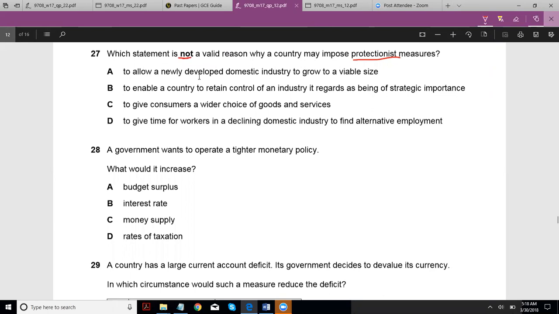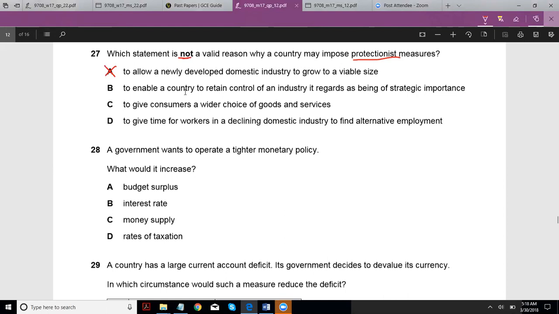To allow a newly developed industry to grow to a viable size, that is a valid reason. This is the infant industry argument, or sunrise industry argument, which might not have fully developed its comparative advantage, but can if you allow it to grow without those crushing large firms in the international market. Because they're producing at a much larger scale, they benefit from economies of scale, can enjoy lower costs, and hence can sell at a price which these small firms might not be able to. This newly developed industry needs some sort of protection in the short run at the very least.